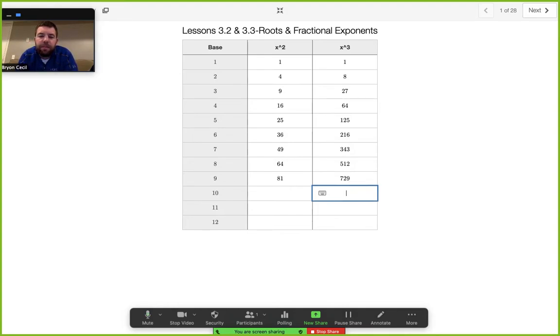The easiest one, 100 and 1,000. And then you have 121 and 1,331, and then 144 and 1,728. This is a good thing to keep with you and look back to. Again, if you can use your notes on the test, why not have it?